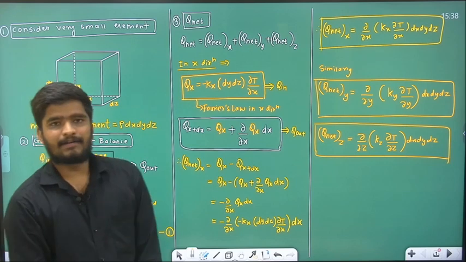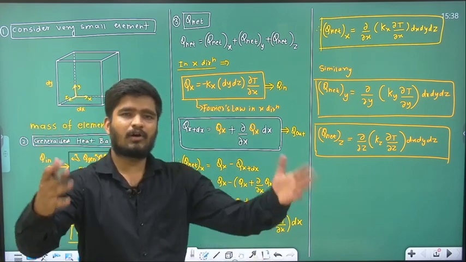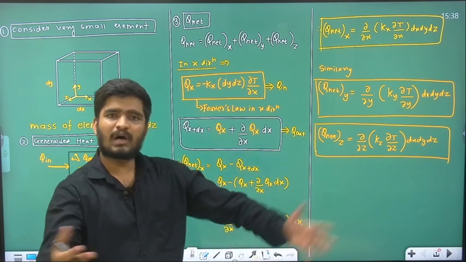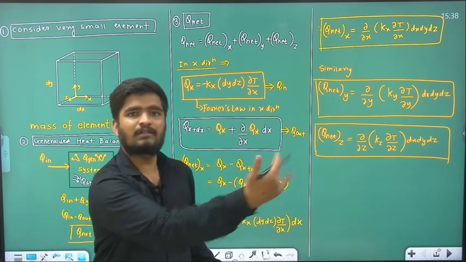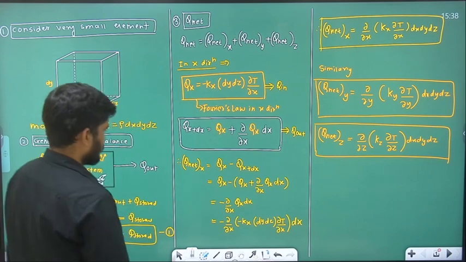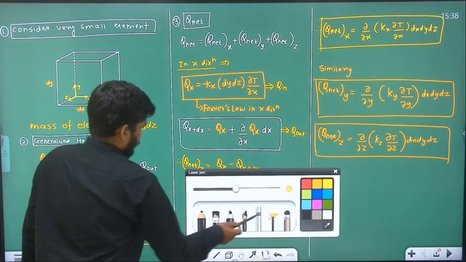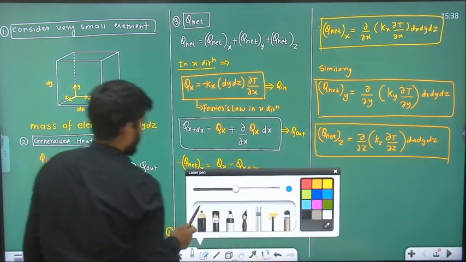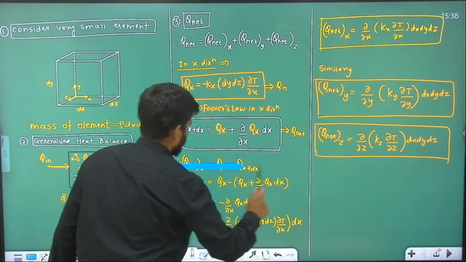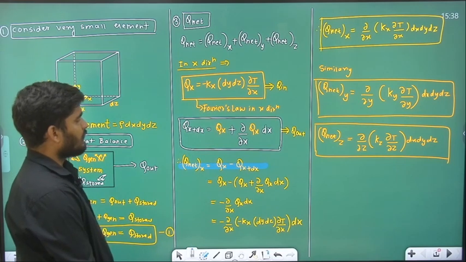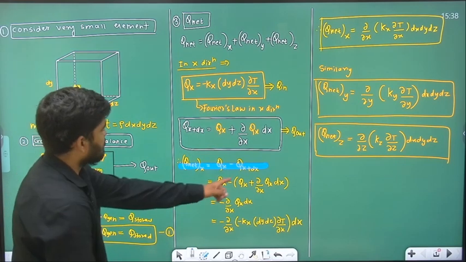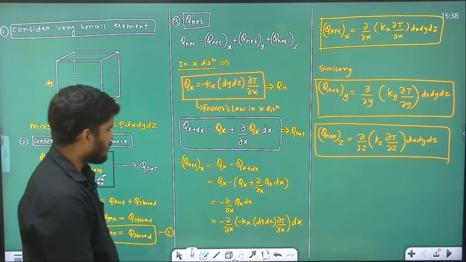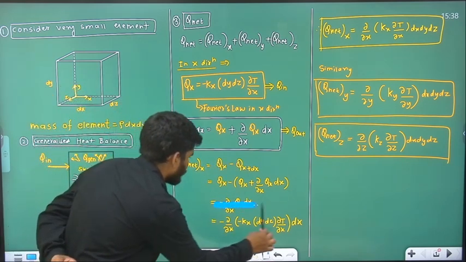Now my dear friends, let us think of Q net now, which will be equal to Q in minus Q out. We are done, Qx minus Qx plus dx. So Q net will be equal to Qx minus Qx plus dx. We have already written the expression for Qx plus dx. So if you simplify, you will get to this point.